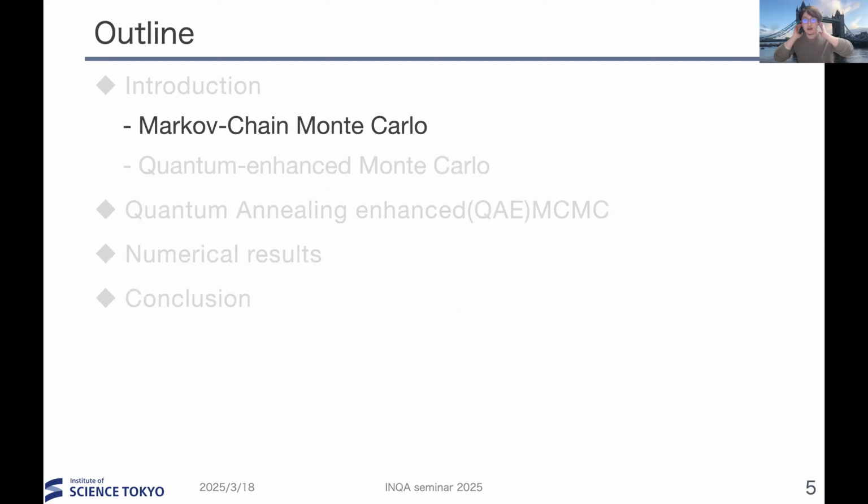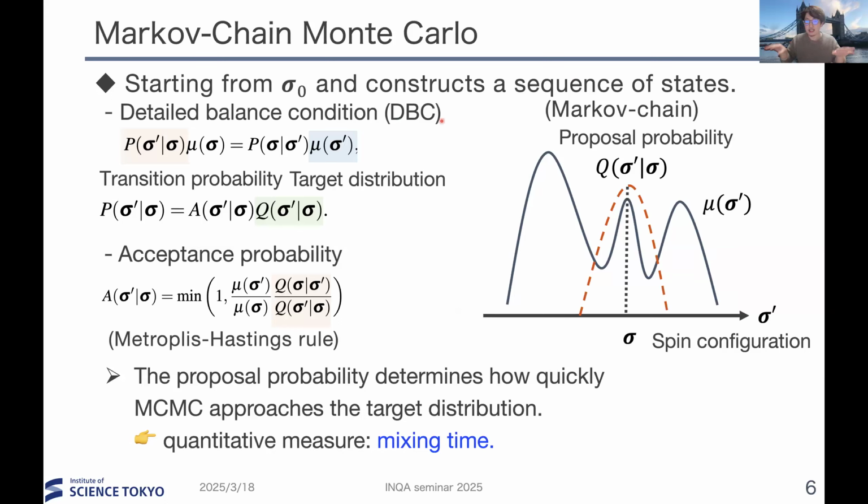So let's move on to the mathematical description of the Markov chain. We briefly review it. In the Markov-chain Monte Carlo, starting from a trivial sample sigma 0, we construct a sequence of states, which is called a Markov chain, following the transition probability. To compute easily, we often impose a detailed balance condition like this. And mu is a target distribution we want to sample from. In this condition, the transition probability can be decomposed into two parts. One is acceptance probability, and one is proposal probability.